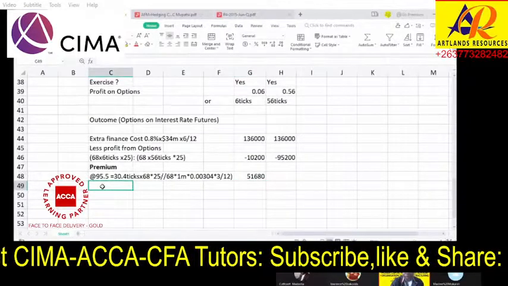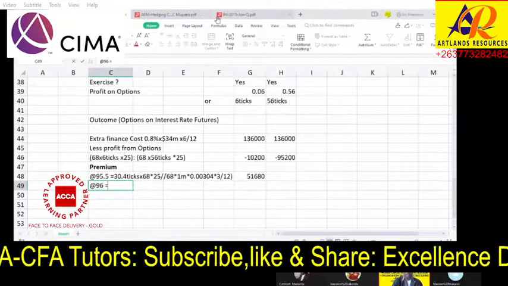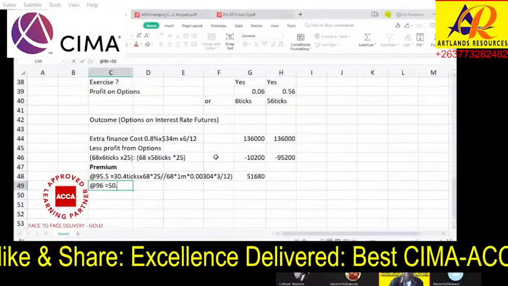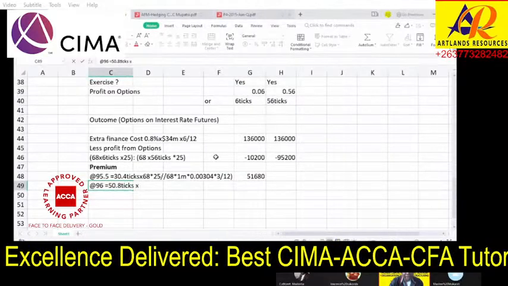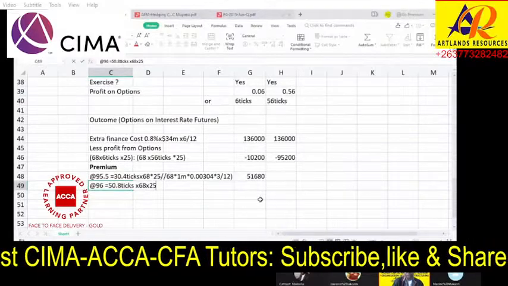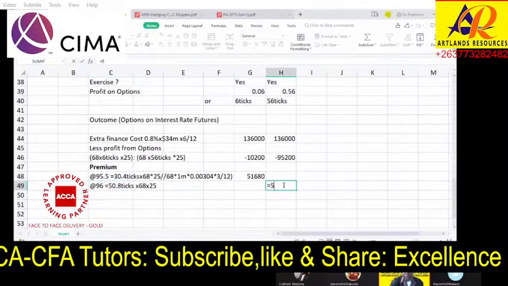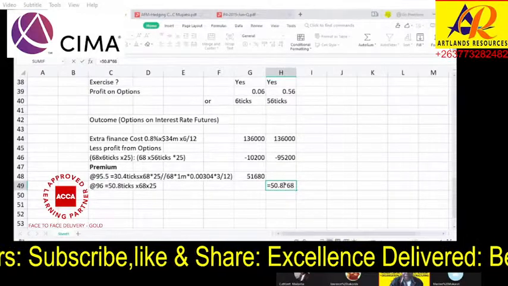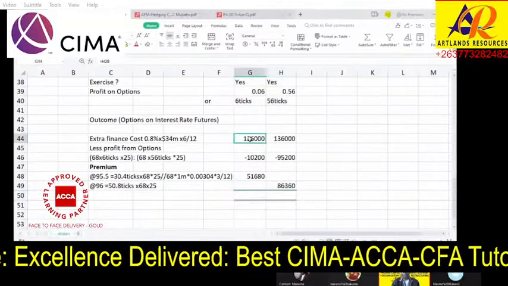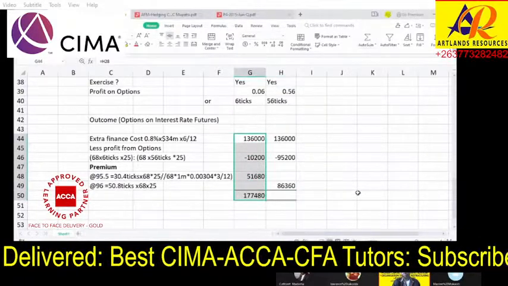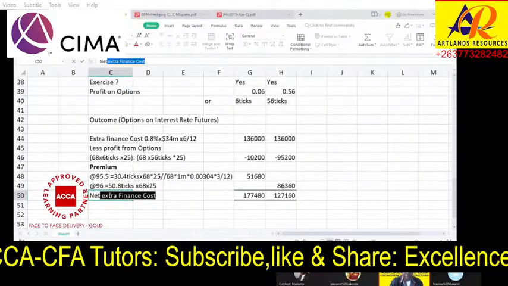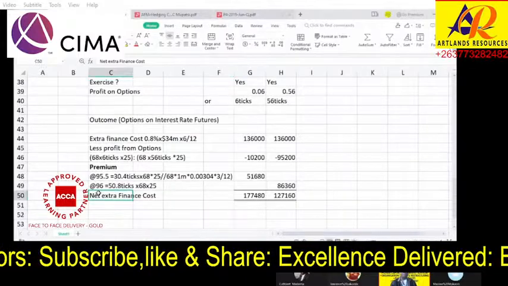Now, premium at 96. Then say at 96, it's how many ticks? 50.8 ticks. So you say equals 50.8 ticks times 68 contracts times 25. Or you can do the alternative. So you say equals 50.8 times 68 times 25. So once you have done like this, you are done with options. So this becomes the net extra finance cost. That is options on interest rate futures, net extra finance cost. Simple as that. So you are done with the hedging for the options.